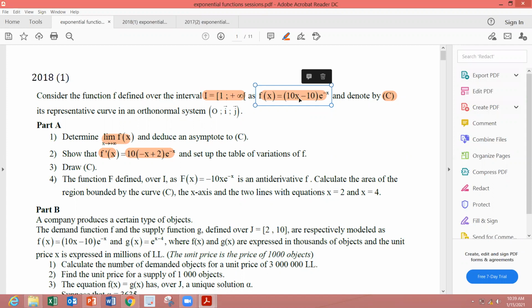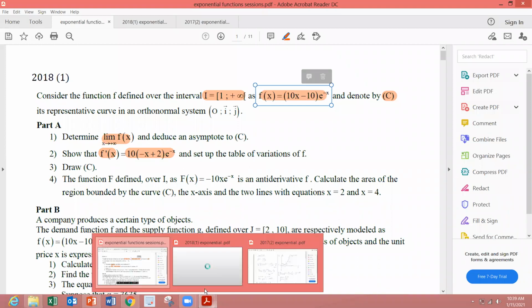What is u prime? Minus 10. No, 10x minus 10. What is the derivative of 10x minus 10? 10. Derivative of 10x minus 10 is 10. What is the derivative of e to the minus x? Minus e to the minus x. So we apply the rule.